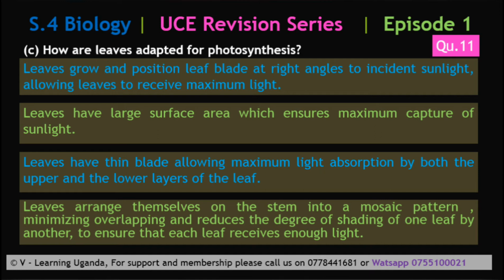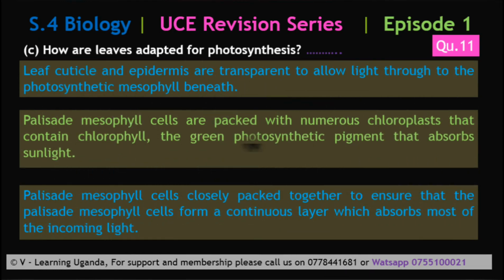And then leaves also arrange themselves on the stem into a mosaic pattern, minimizing overlapping and reducing the degree of shading of one leaf by another, to ensure that each leaf receives enough light. That's very important. The leaf cuticle and epidermis are transparent to allow light through to the photosynthetic mesophyll beneath. The palisade mesophyll cells are packed with numerous chloroplasts that contain chlorophyll, the green photosynthetic pigment that absorbs light. That is a good adaptation.